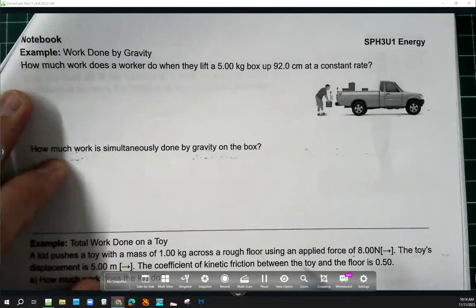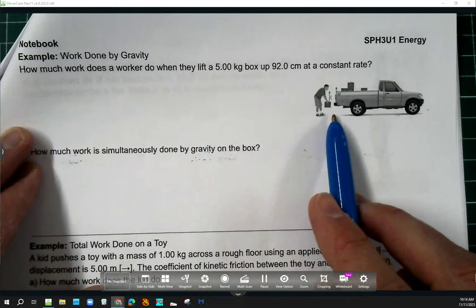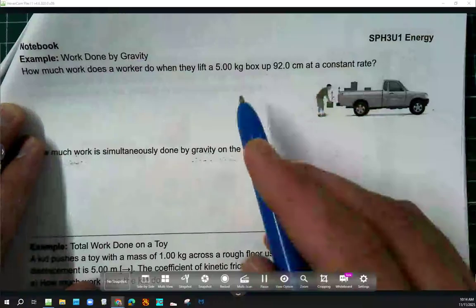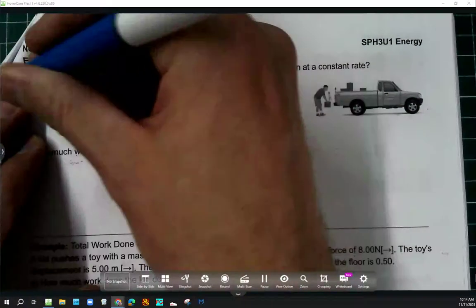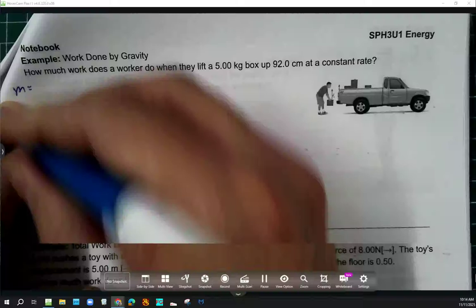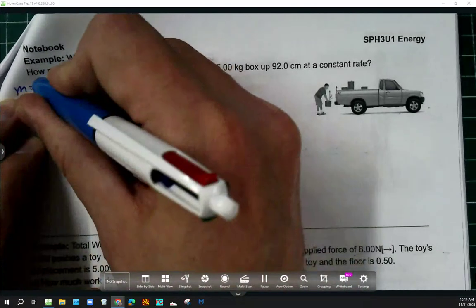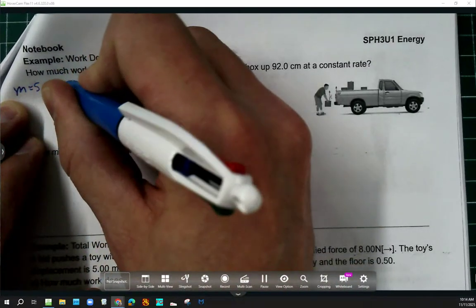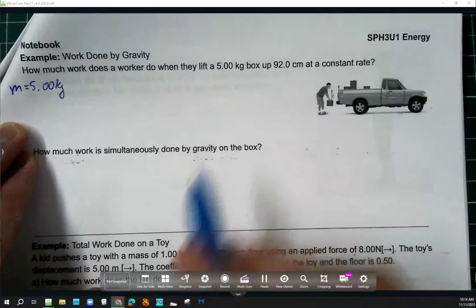So I got this person that's doing some chores. Looks like they're loading up the back of a pickup truck, and they've got a 5 kilogram box. So we'll give that a mass of 5 kilograms. And they're lifting that box up 92 centimeters.